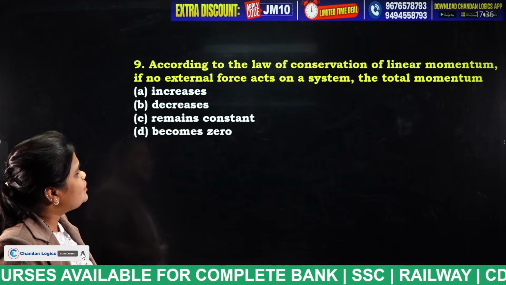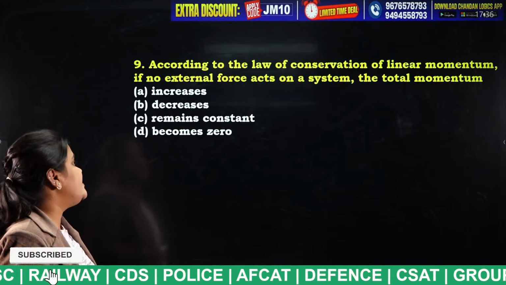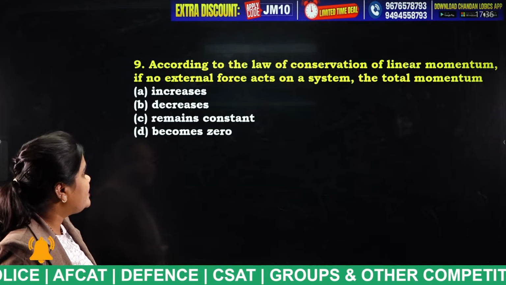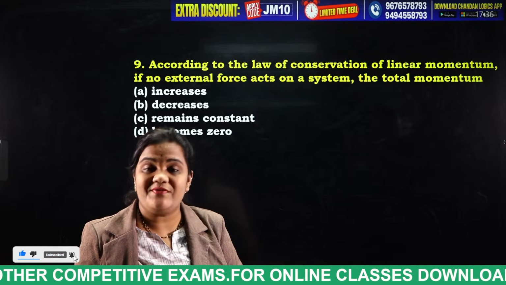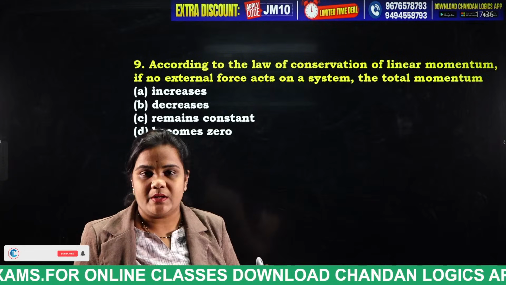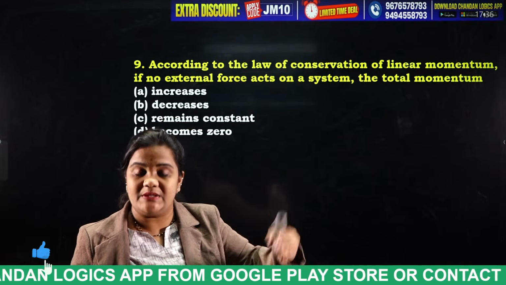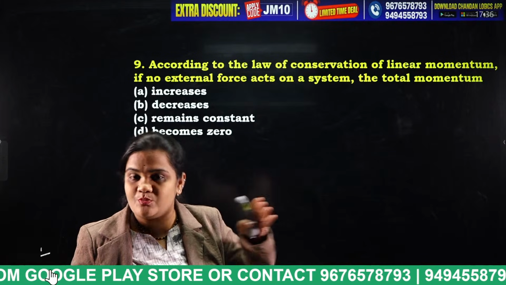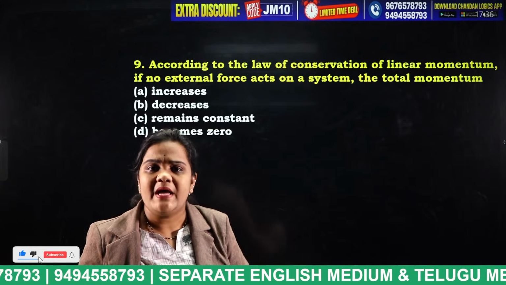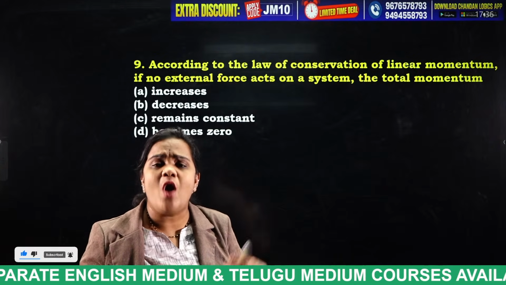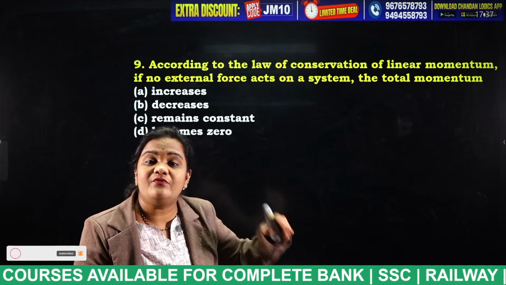According to the law of conservation of linear momentum, if no external force acts on a system, the total momentum: increases, decreases, remains constant, becomes 0. So what is this actually? Generally we have two types of momentum. One is mass into velocity, and impulse momentum is force into time. If we apply force on a system over a certain period of time, that is known as impulse momentum. But here in the question they are saying that no external force is applied on the system. If no external force is applied on the system, how can the momentum be calculated, students? No. Okay, that means the momentum remains constant.